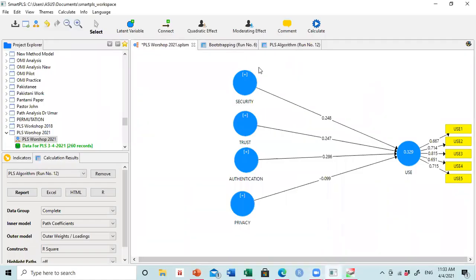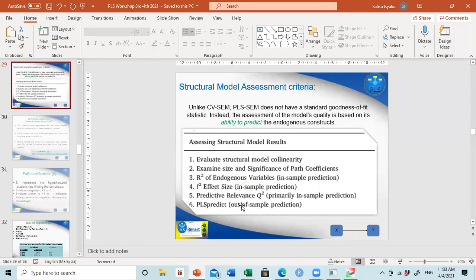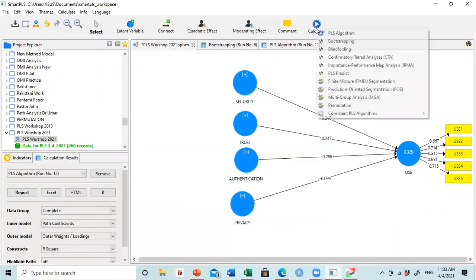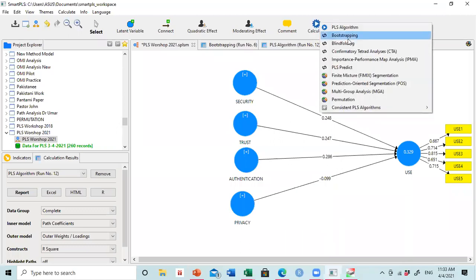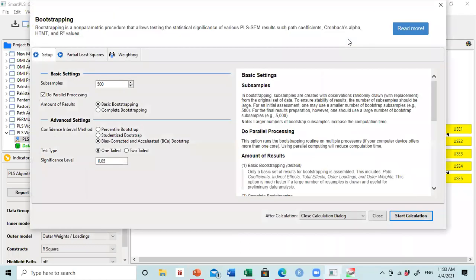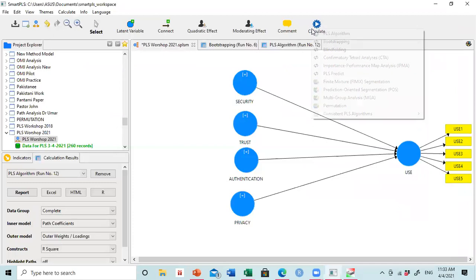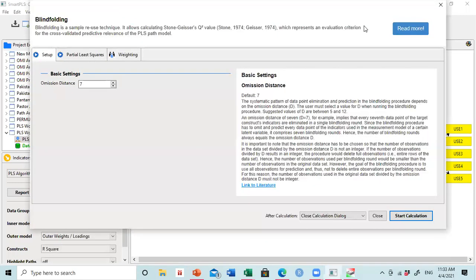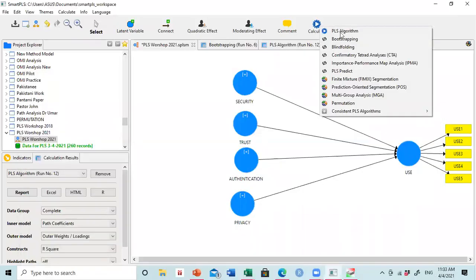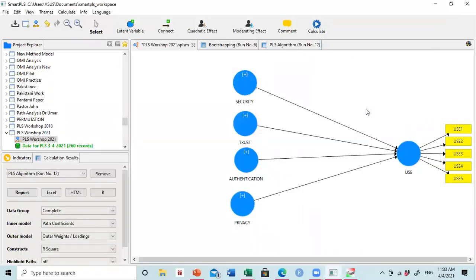Okay, I checked something. So next, we said predictive relevance. We go to calculate blindfolding. No, that's where you pick bootstrapping. No, yeah, okay, I will go back. Calculate blindfolding. You see? Let me do it again. You go to calculate blindfolding, then okay.